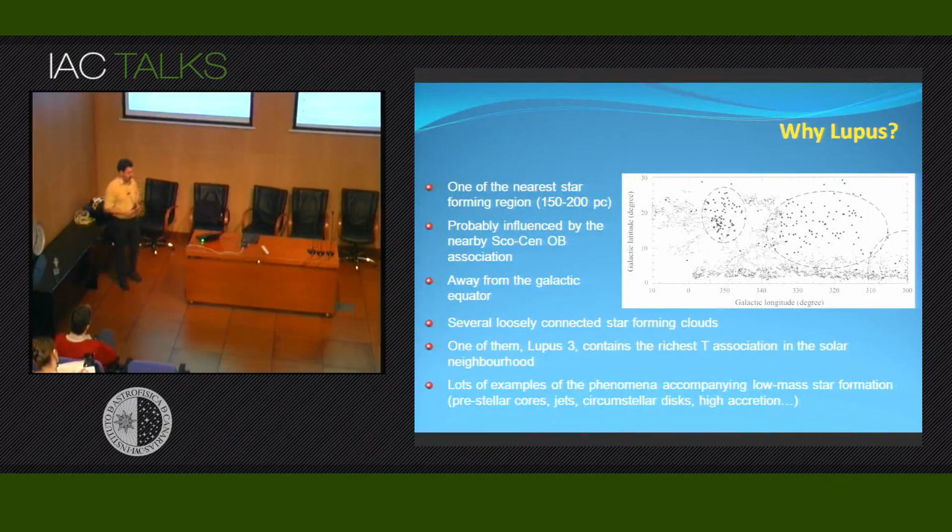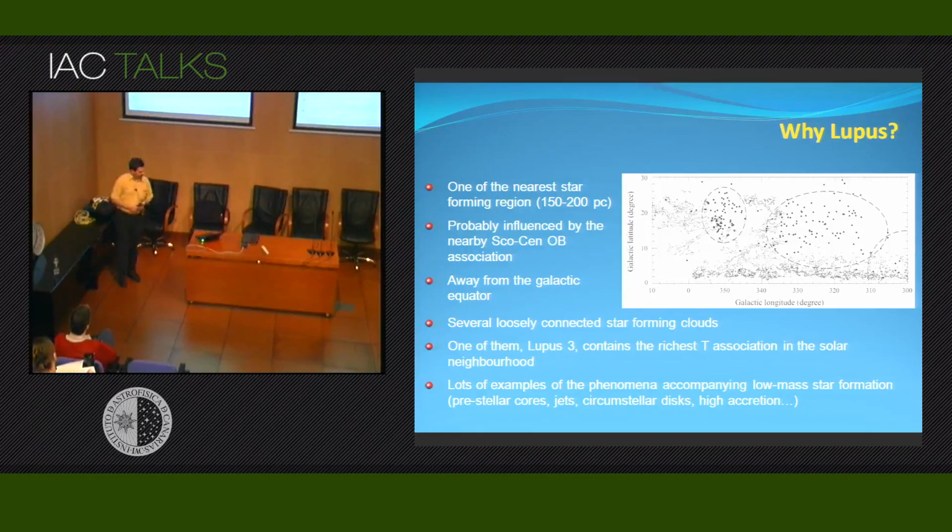In fact, some of the richest associations of T Tauri stars in the solar neighborhood are located in the Lupus clouds. They are at between 150 and 200 parsecs. Probably they are located both at 150 and 200 parsecs, in the sense that it is a complex of clouds which probably span a range of distances along the line of sight.